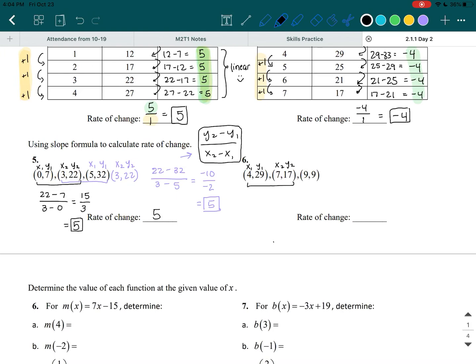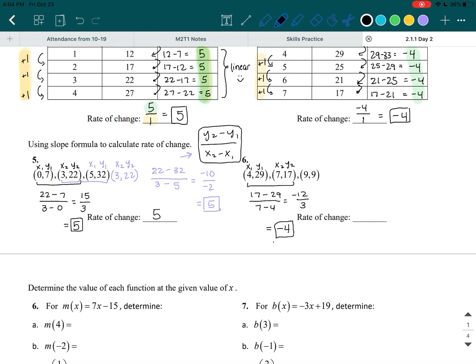And then when you're subtracting it, you would get y2 minus y1 divided by x2 minus x1. And then let's simplify. So 17 minus 29, you get negative 12. And then on the bottom, 7 minus 4, you get positive 3. Then simplifying this again, you would get negative 12 divided by 3, which gives you negative 4.